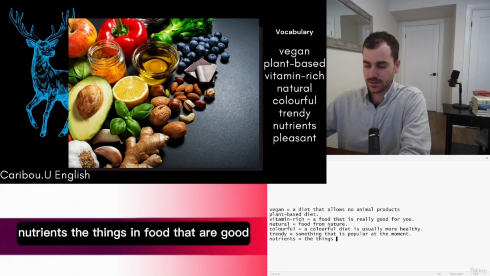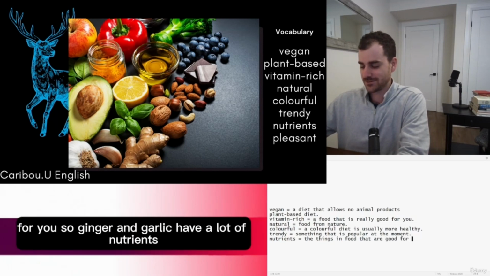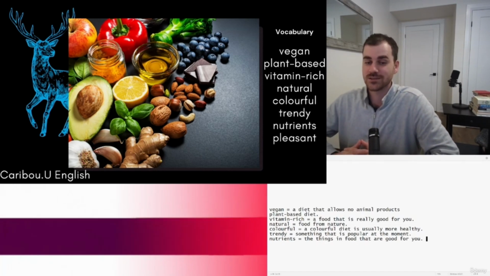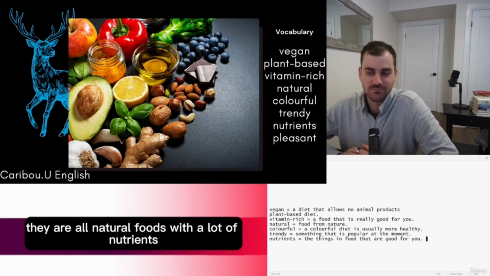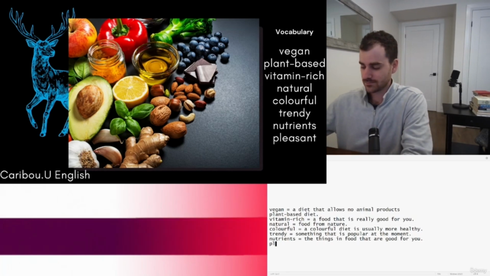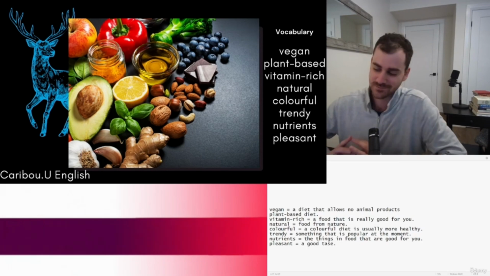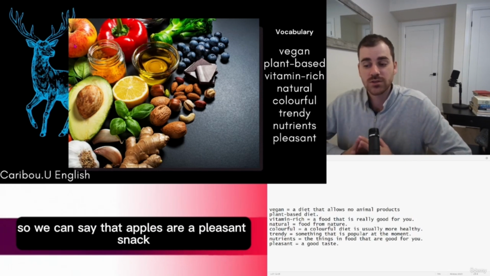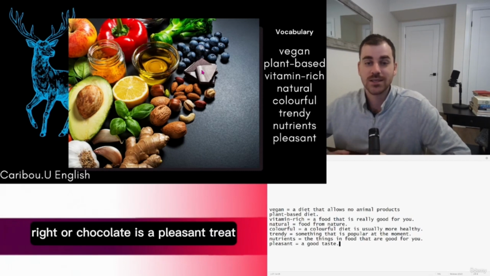Nutrients, the things in food that are good for you. So ginger and garlic have a lot of nutrients, as does lemon and olive oil. They are all natural foods with a lot of nutrients. Pleasant, a good taste, basically. So we can say that apples are a pleasant snack, right? Or chocolate is a pleasant treat.